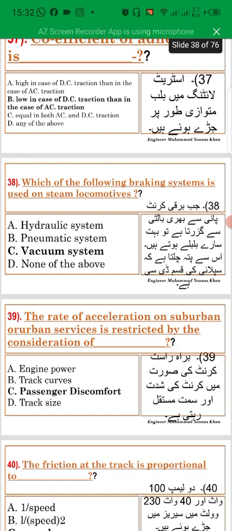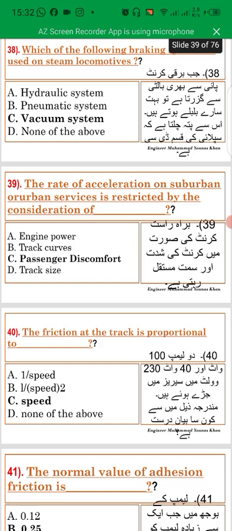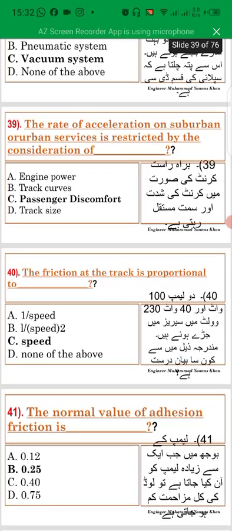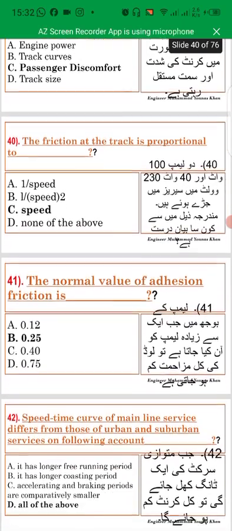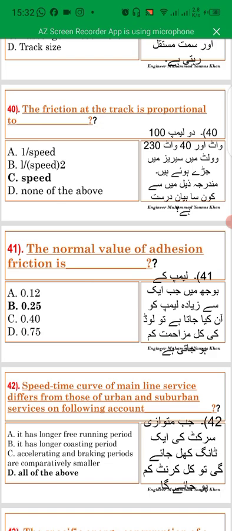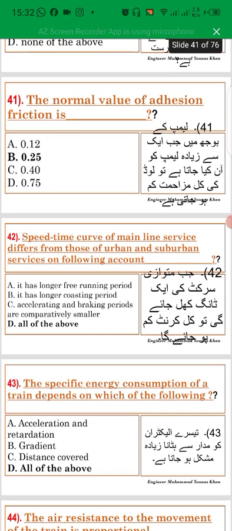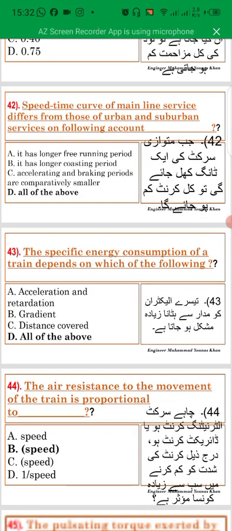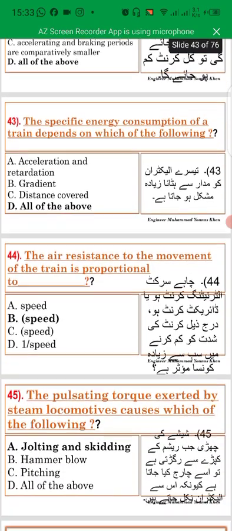Which of the following braking systems is used on steam locomotives? Vacuum system. The rate of acceleration on suburban or urban services is restricted by the consideration of passenger discomfort. The friction at the track is proportional to speed. The average value of adhesion friction is 0.25. The speed time curve of mainline service differs from those of urban and suburban services on the following account. It has longer free running period, it has longer coasting period, accelerating and braking periods are comparatively smaller.